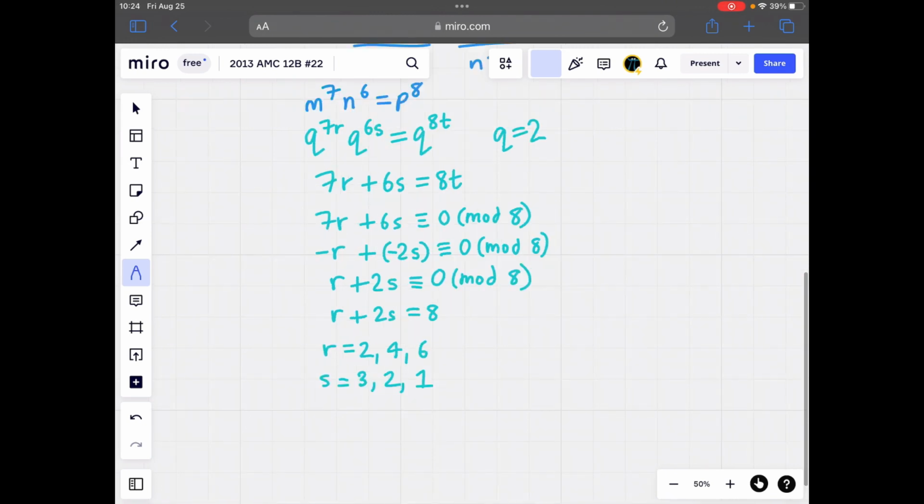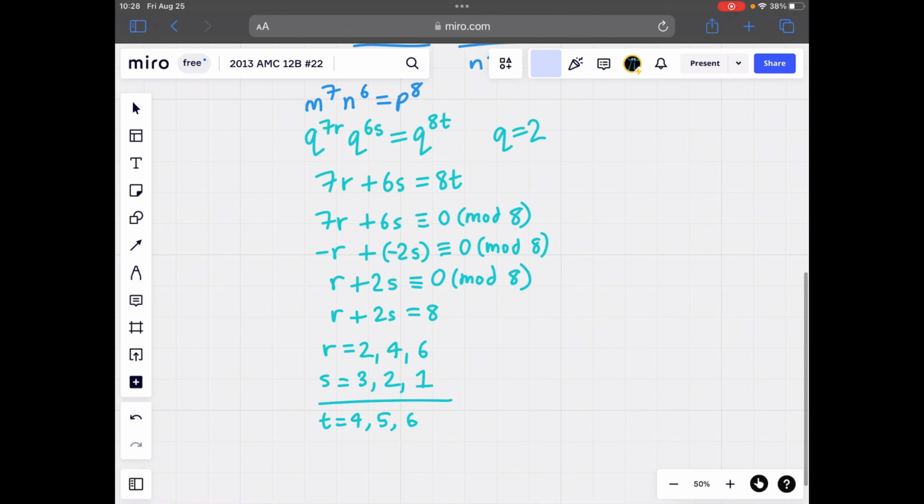We can verify that these values for r and s do all give us valid values for t, because if r is 2 and s is 3, then we have 7 times 2 plus 6 times 3 is 14 plus 18, which is 32. And that's equal to 8t, so t is 4. In the second case, if r is 4 and s is 2, that means 7 times 4 is 28, and 6 times 2 is 12. So in that case, it would be 28 plus 12 is 40, so t would be 5. And in the final one, r is 6, so 7r is 42, and 6s is just 6. So 42 plus 6 is 48, so t would be 6. So t equals 4, 5, and 6. Those are all positive integers.